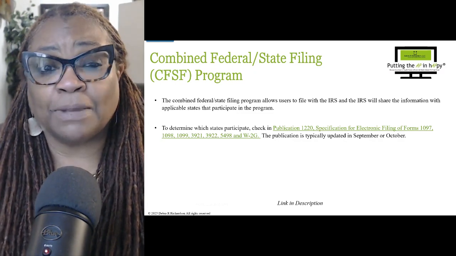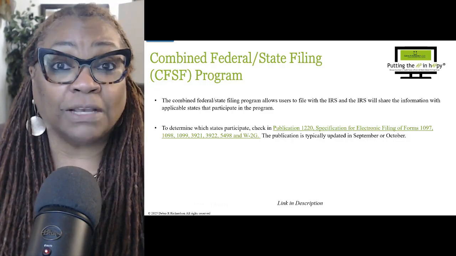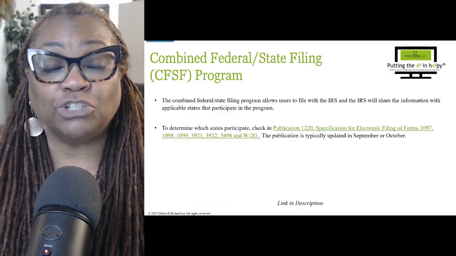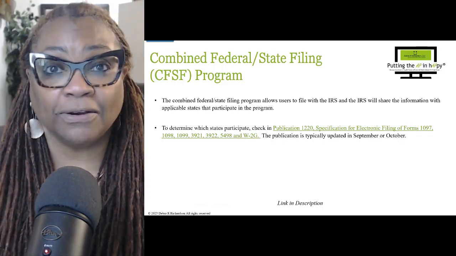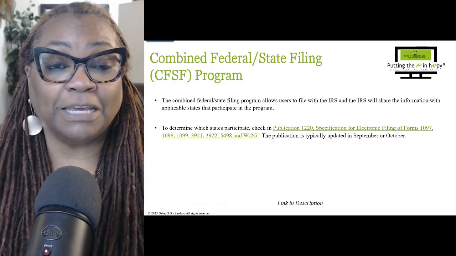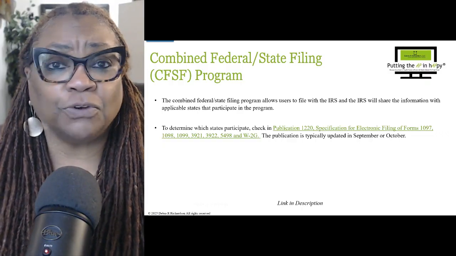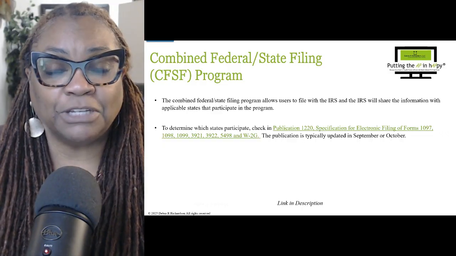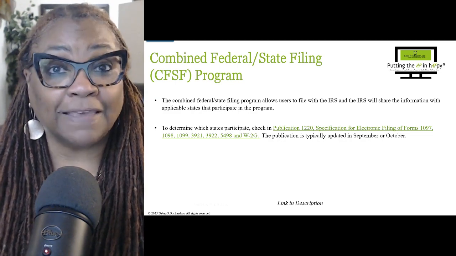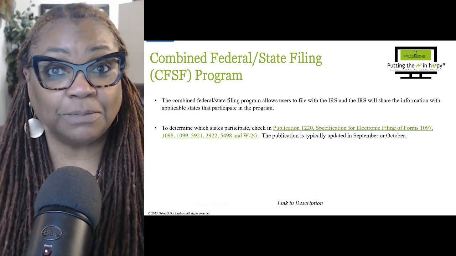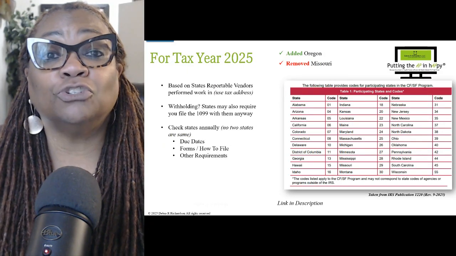Now, this program allows users to file with the IRS, and then the IRS will share that information with the applicable states that participate in the program. So every year, you need to check Publication 1220, and it usually is published for the first time at some point late September, early October. Publication 1220 will have that grid that identifies the states that are participating for that year.